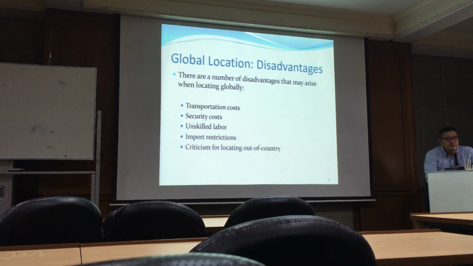Unskilled labor, right? This might come with a very cheap labor cost. You have lower labor cost, but this might come with unskilled labor. So this is quite a trade-off as well, because they are unskilled, that's why you pay less for them. Import restriction. You might have restrictions in the case that you import some parts or some raw material into the country, right? They have different customs rules, that kind of thing.